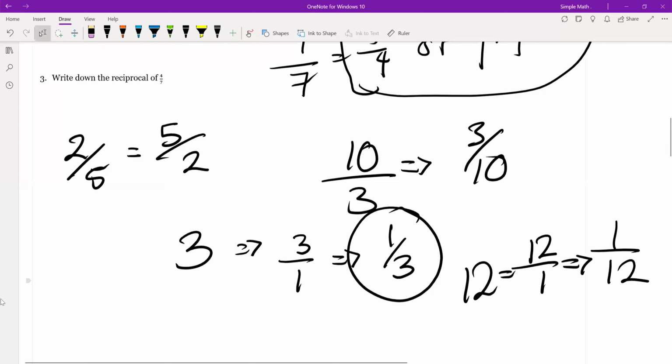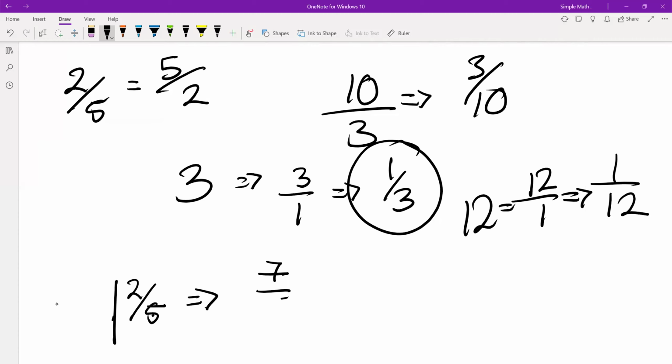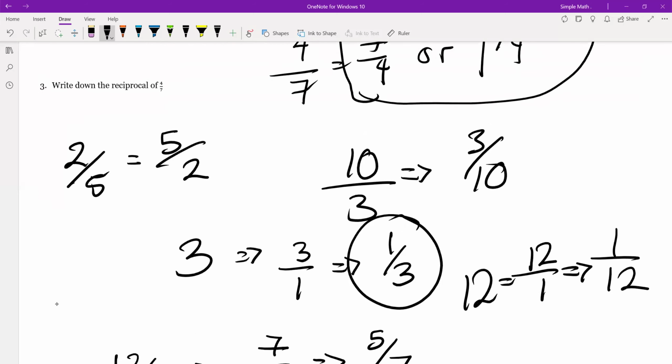If they ask you for the reciprocal of a mixed fraction, for example 1 whole number, 2 over 5, turn it into an improper fraction first. So this is 5 times 1 is 5, plus 2 is 7 over 5. Then turn it upside down. That gives you 5 over 7. So whenever they ask you about the reciprocal of a fraction, turn it upside down.